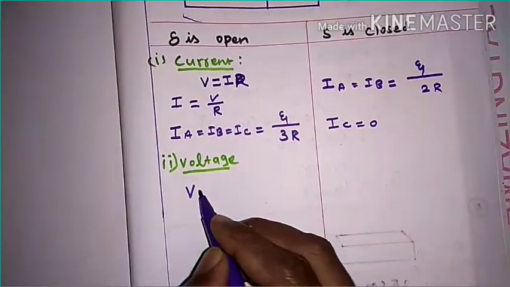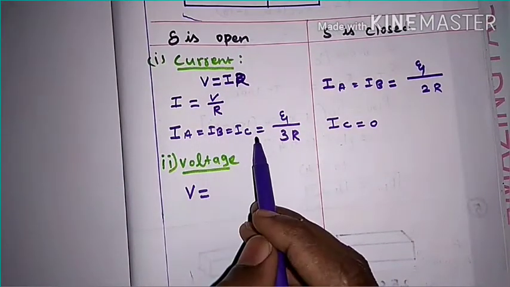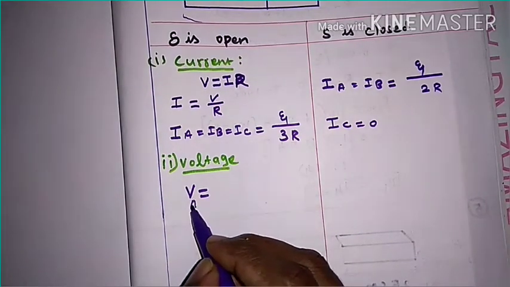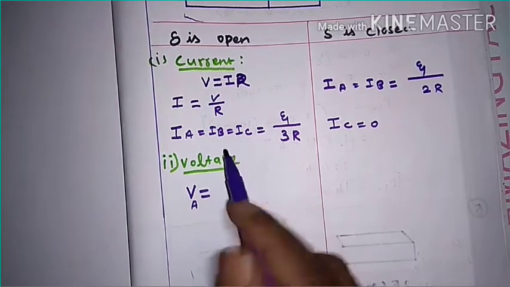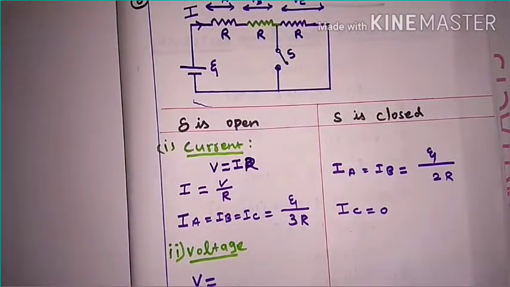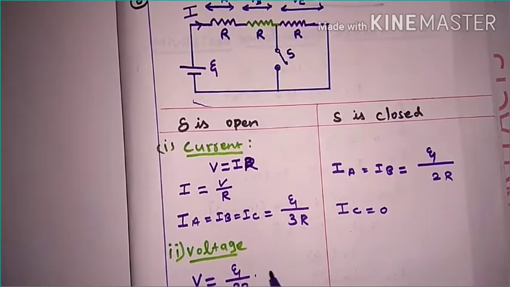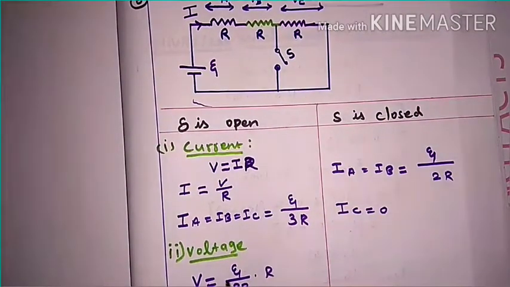So, V is equal to I into R. The current flowing through each resistor is the same in the open condition. Therefore, the potential across A is VA equal to IA into R. R means resistance of the first resistor. IA is equal to psi divided by 3R, and the resistance of the first resistor is R. According to Ohm's law, V is equal to I into R, we get psi divided by 3.